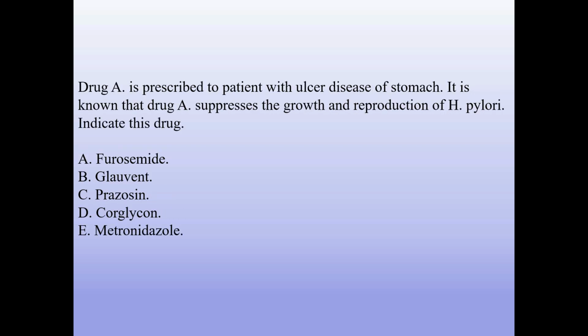Drug A is prescribed to a patient with ulcer disease of stomach. It is known that drug A suppresses the growth and reproduction of Helicobacter pylori. Indicate this drug.